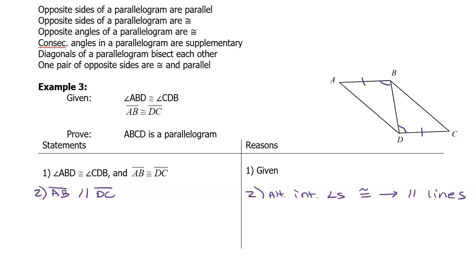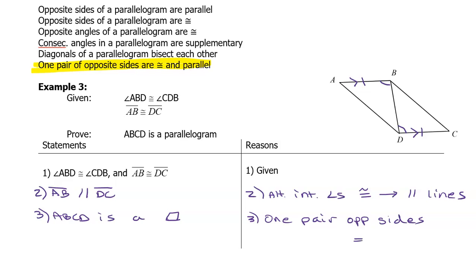Okay, so now I have one pair of opposite sides that are both parallel and congruent, which is enough to prove that this quadrilateral is a parallelogram. So step 3, I can just say ABCD is a parallelogram, and the reason would be one pair of opposite sides are both congruent and parallel. And that's it.